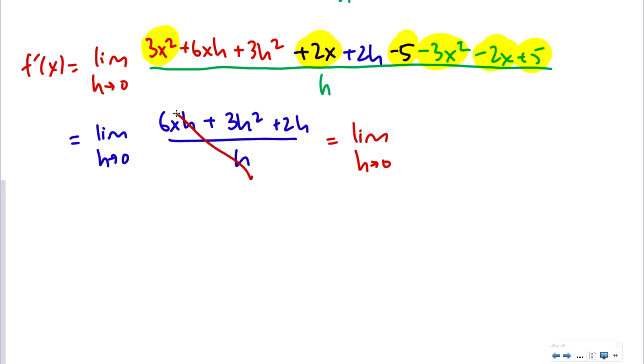Guys, you cannot cancel like that because this plus sign is there. All right, you can only cross out things if this h were being multiplied by absolutely everything on the top, and it's not. So what we have to do is we actually have to factor out the h.